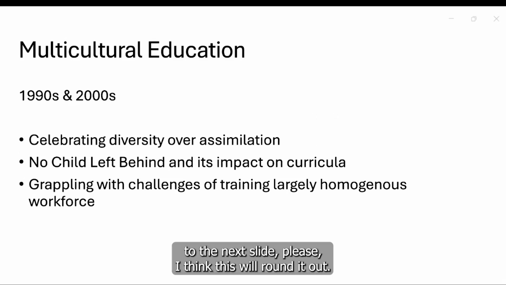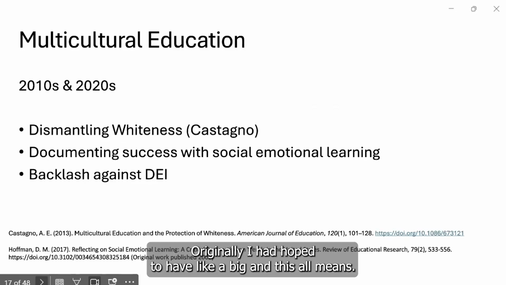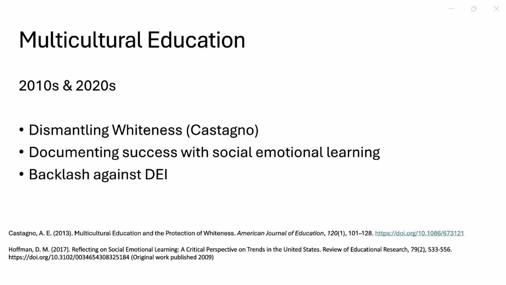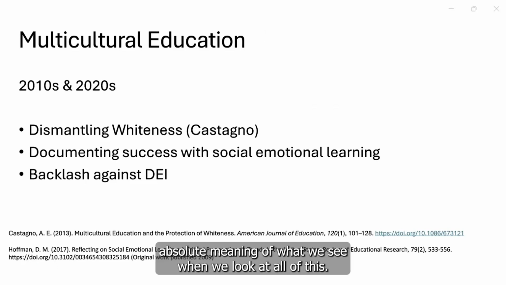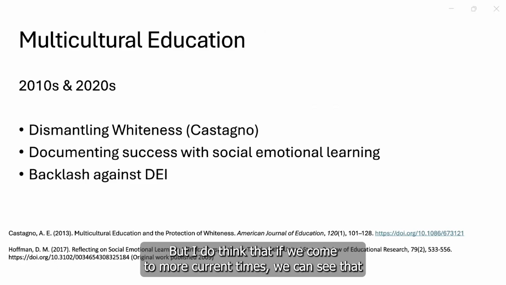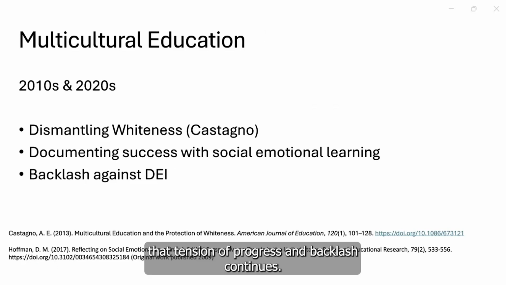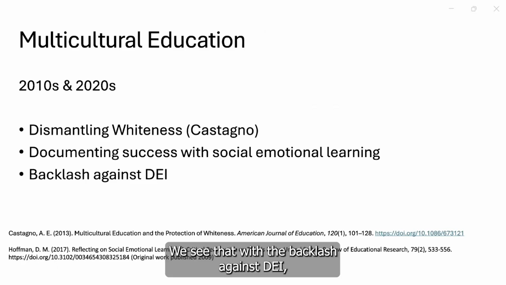So if we move on to the next slide, please, I think this will round it out. Originally, I'd hoped to have a big "and this all means," but it was hard to find an absolute meaning of what we see when we look at all of this. But I do think that if we come to more current times, we can see that tension of progress and backlash continues. We see that with the backlash against DEI.